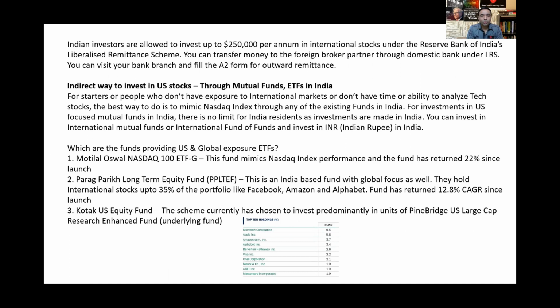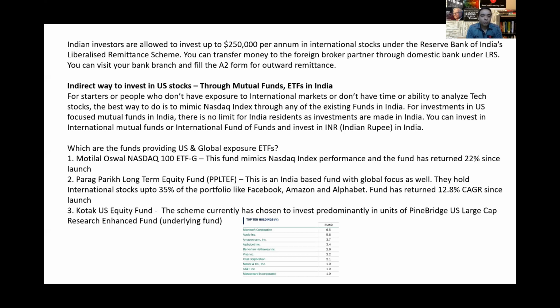Now, for investments in US-focused mutual funds in India, there is no limit for Indian residents as investments are made domestically or locally. So you can invest in international mutual funds or international fund of funds and invest in INR, which is Indian rupee, in India itself. So you don't have to go through this remittance and the whole dollar conversion transfer mechanism. So here are three or four funds which I have shortlisted, not any sort of final sacrosanct list, but more of an illustrative purpose which you can consider as a short list.